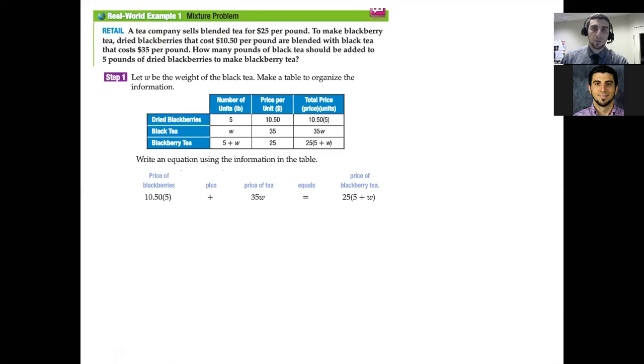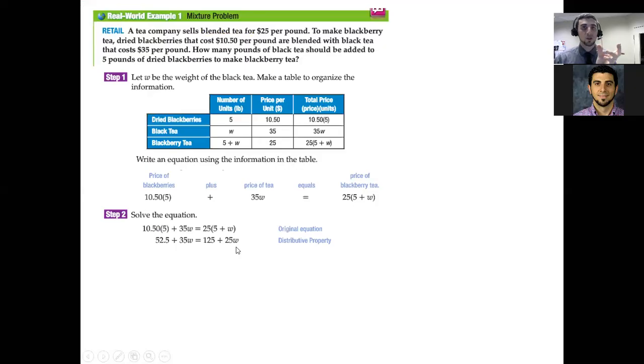From that step, it's just a multi-step equation with variables on both sides. Nothing you haven't done before. So let's solve it. 10.50 times 5 plus 35W equals 25 times the quantity 5 plus W. Multiply things out: 10.50 times 5 is 52.5, and when you distribute here, you get 125 plus 25W.